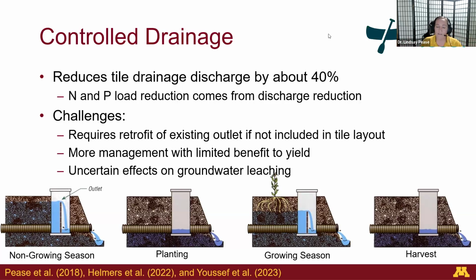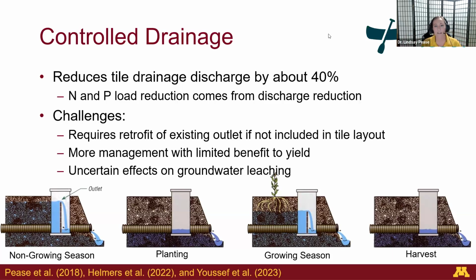And of course, if you have boards stacked in during the growing season and you get really wet, you may need to pull some of the boards and release some water so that you don't accidentally drown the crop. So that's another active management thing that farmers would need to add to their to-do list. And sometimes that just doesn't happen. So that's been one of the main issues with controlled drainage.